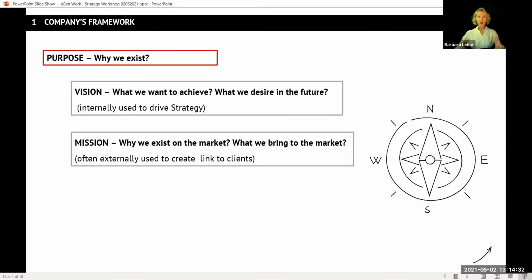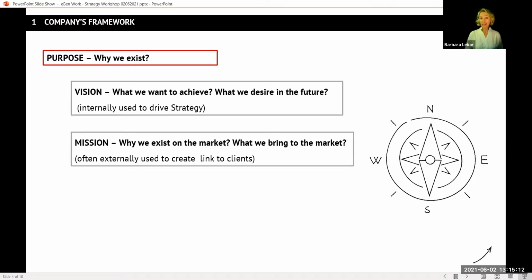And the mission is often communicated externally so that our clients, if we say in the wider name of the word, so could be partners, could be suppliers as well, that they know exactly what to expect from us. And vision and mission are very commonly similar in its message, and they are created in the way that both together actually support the purpose. So the purpose is often explained by vision and the mission of the company.